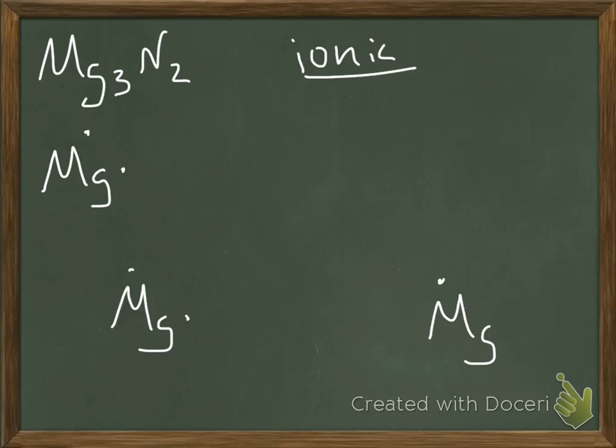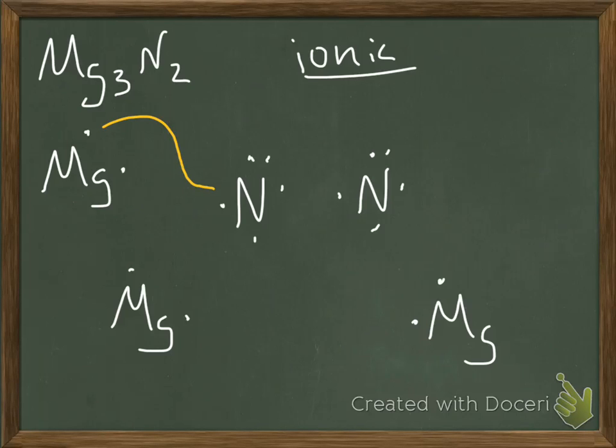And then how many nitrogens do I have? 2 nitrogens. Each nitrogen has 5. 1, 2, 3, 4, 5. I'll draw another one right here. 1, 2, 3, 4, 5. Alright, so the metals are going to donate to the nonmetals so that they can have 8. So let me get my yellow marker here.